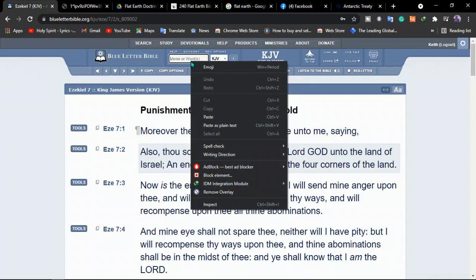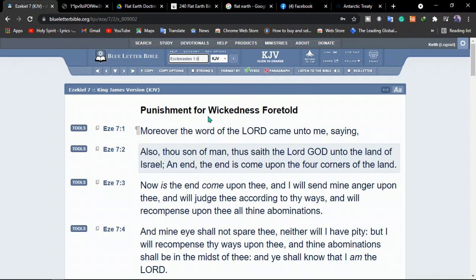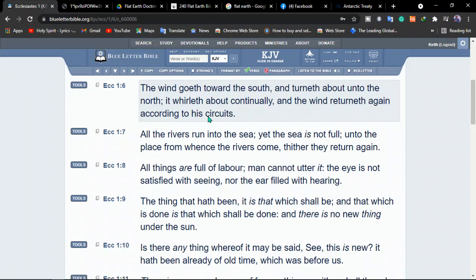This is proof to tell you that God is really true. And if all these things which are written are really true the way they are, think about the things in heaven. The wind goeth towards the south and turneth about unto the north, all right? And it wheeleth about continually, and the wind returneth again according to his circuits. You see what God is saying?